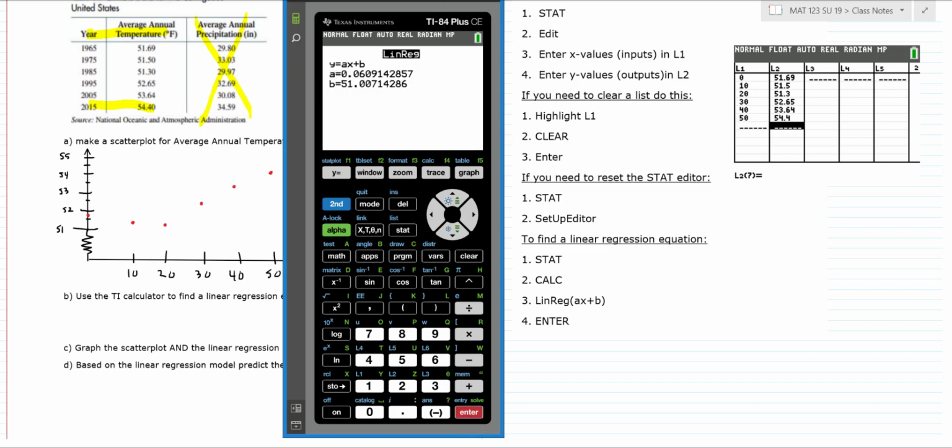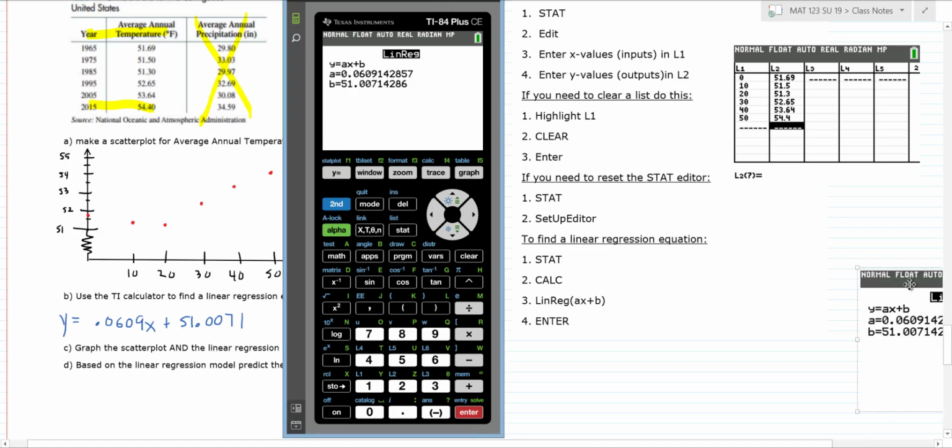So what's coming out on your calculator is this equation. You have y equals, and A is your slope, and I'm just going to round that to 4 decimals and put 0.0609x. I'll do the same thing for the y-intercept, just use 4 decimals, 51.0071. So that is giving you the line of best fit.